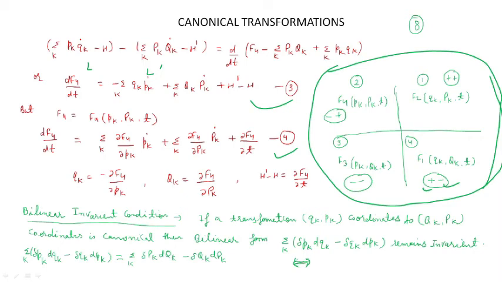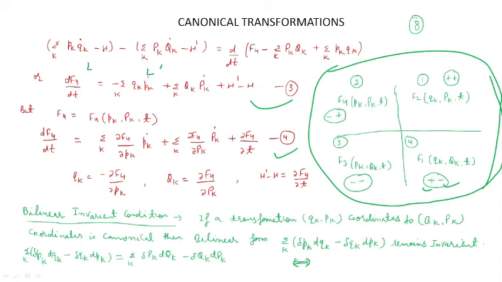Similarly, for F2, we can see that del F2 over del qk was equal to small pk, and del F2 over del capital Pk was equal to capital Qk. Similarly, for the F4 function, we know that del F4 over del pk was equal to minus qk, and del F4 over del capital Pk was equal to capital Qk. Similarly, for F3, we know that del F3 over del small pk was equal to minus qk, and del F3 over del capital Qk was equal to minus capital Pk. So from this diagram we can remember the canonical transformations and the generating functions.